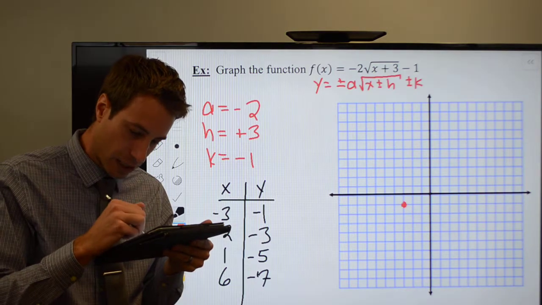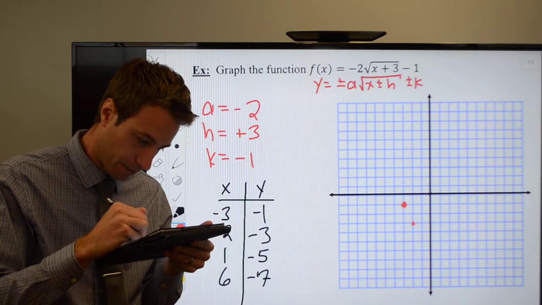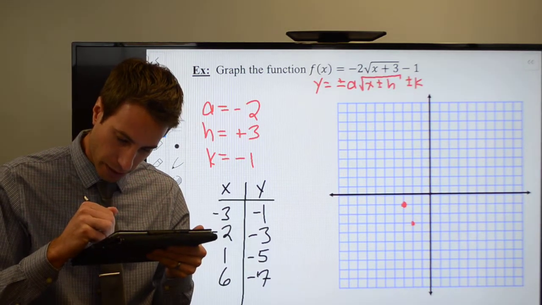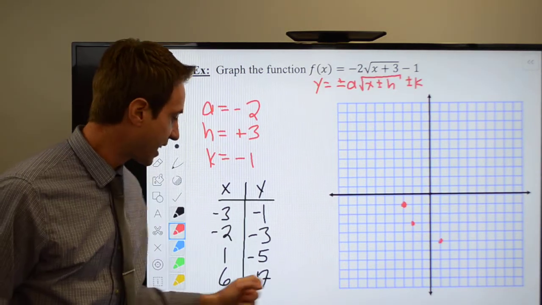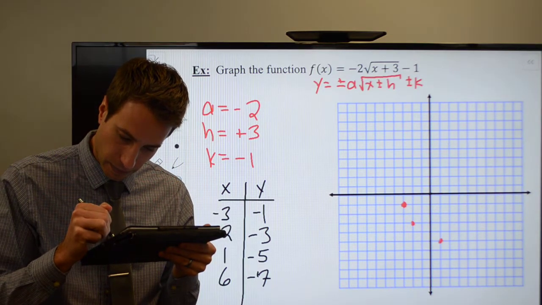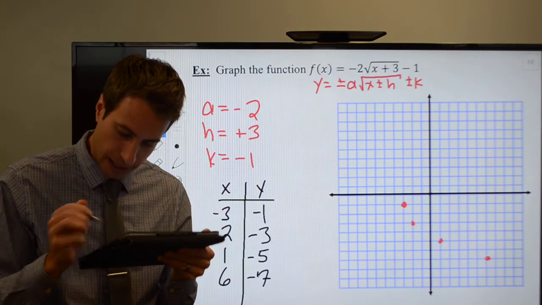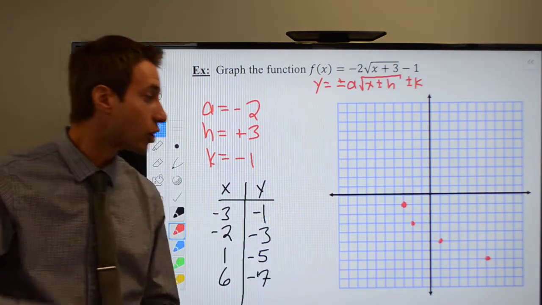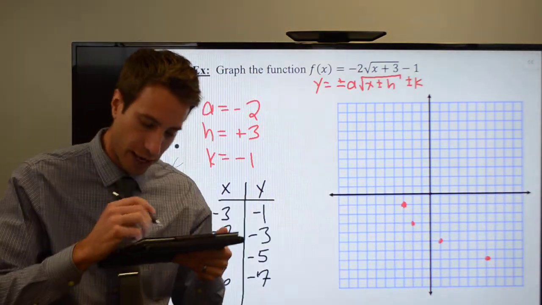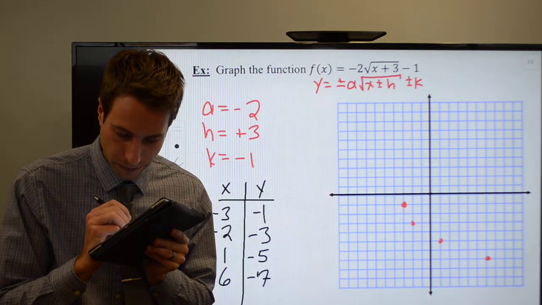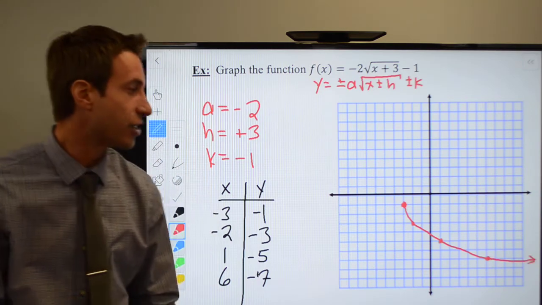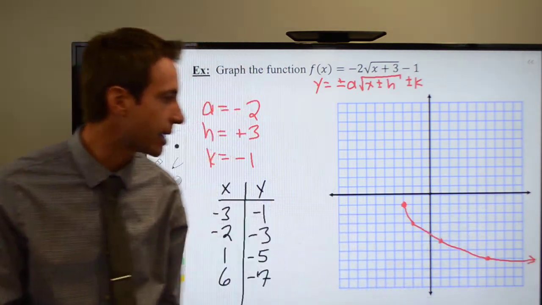-2, -3 is my next one. -2, 1, 2, 3. 1, -5 is my next one. -1, -2, -3, -4, -5. And 6, -7. Right down there. Go ahead and connect those points with a smooth curve. That is my starting point. It'll just continue off in that direction. So I'm going to put my arrow over here on that side of it so that you know that that guy just keeps going.